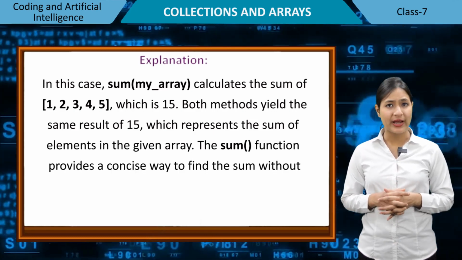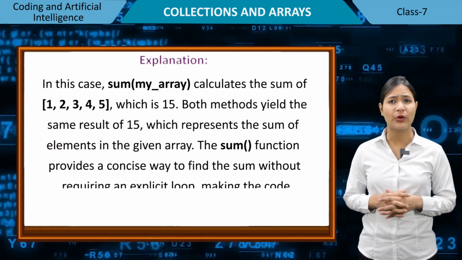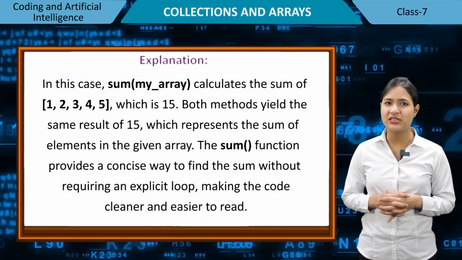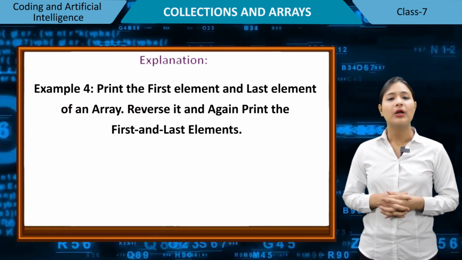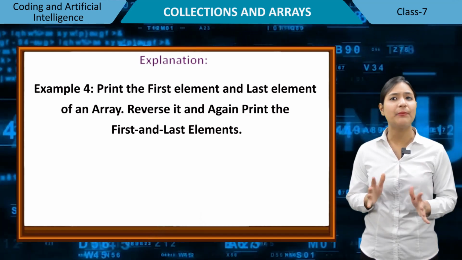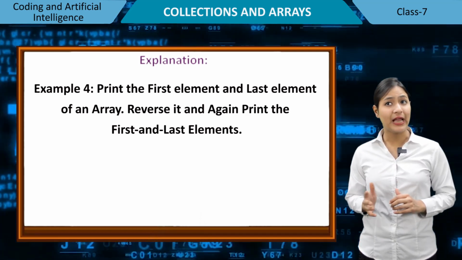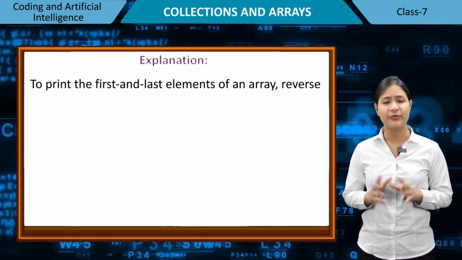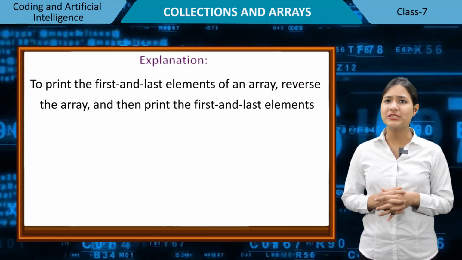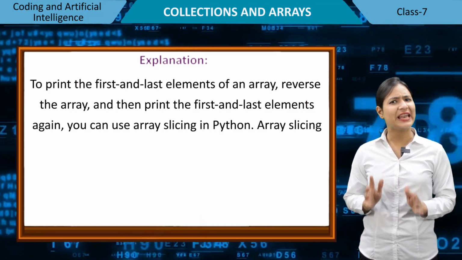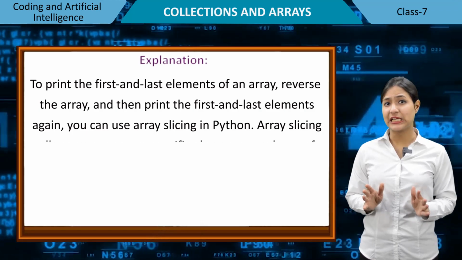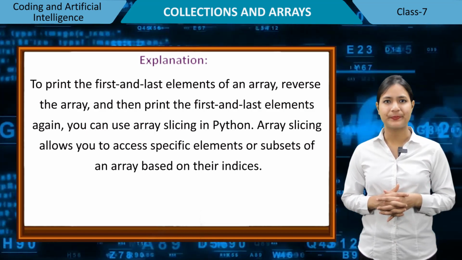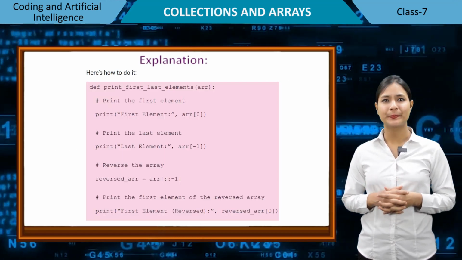The sum function provides a concise way to find the sum without requiring an explicit loop, making the code cleaner and easier to read. Example 4. Print the first element and last element of an array. Reverse it and again print the first and last elements. To do this, print the first and last elements of the array, reverse the array and then print the first and last elements again. You can use array slicing in Python. Array slicing allows you to access specific elements or subsets of an array based on their indices. Here is how to do it.